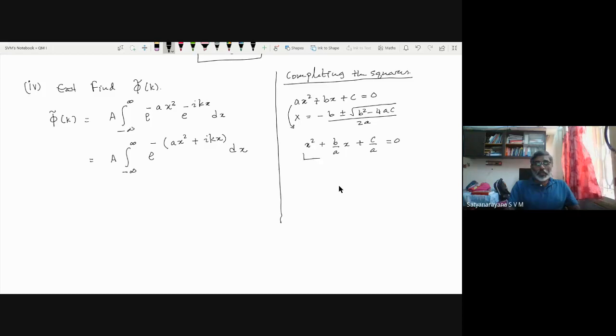Now consider this part, and then try to write this as x plus alpha the whole square minus alpha square. What is the advantage of writing this? This is x square plus 2 alpha x plus alpha square, and minus alpha square will go away. So this is basically x square plus 2 alpha x. Now compare this expression with this.